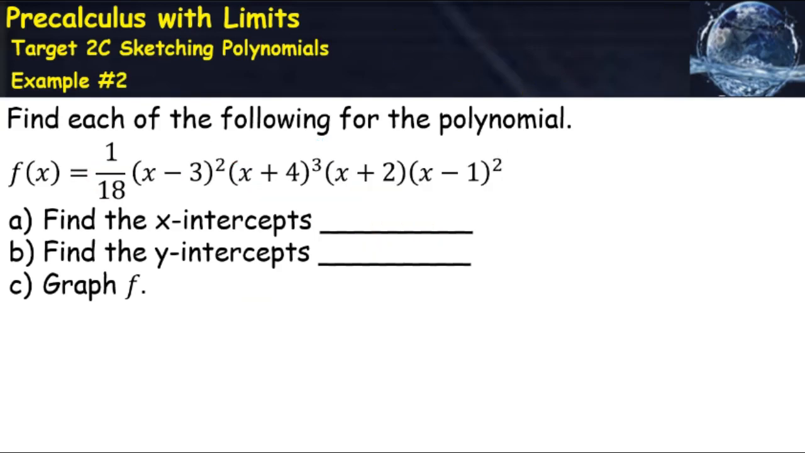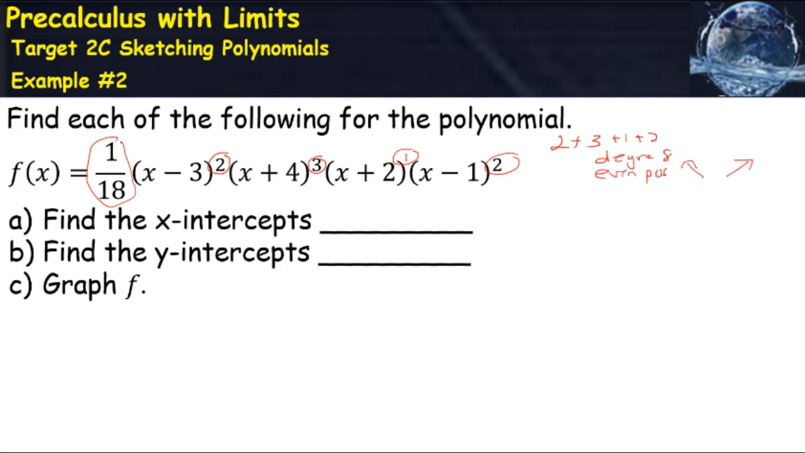Okay, let's look at problem number 2. All right, so first let's find the degree. I'm going to look at the power on each factor. That's a 2. The power on this is a 3. The power on this is invisible and it's a 1. And the power on this is a 2. So 2 plus 3 is 5, plus 1 is 6, plus 2 is 8. So my degree is 8. And my leading coefficient is positive, so this is an even positive. So my end behavior looks something like this at the end.